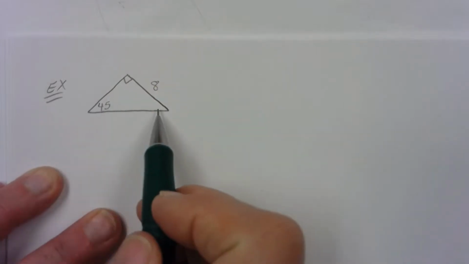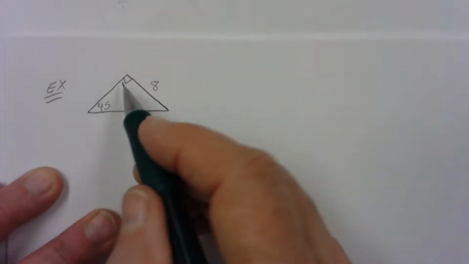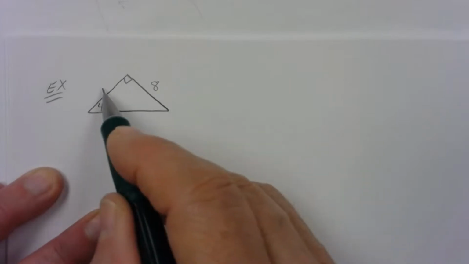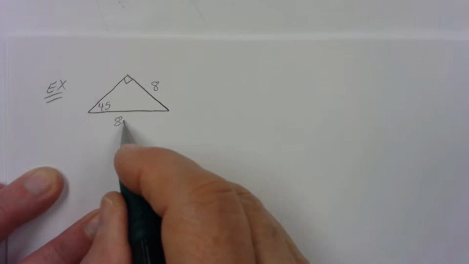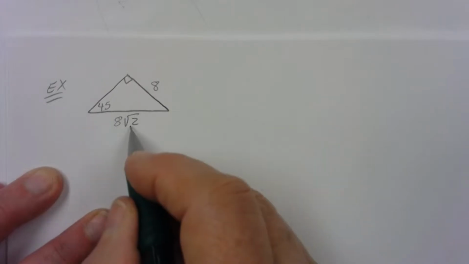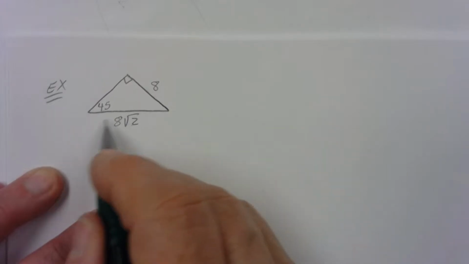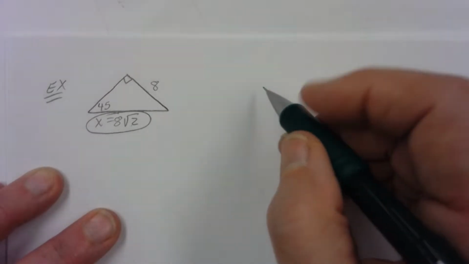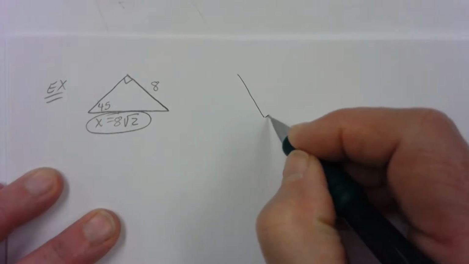If this is 45, that's got to be 45. So it's a 45, 45, 90, and these are the legs. So I have a leg of 8, means this is 8. If I want to find this, it would be 8 root 2, because I got to multiply the leg times root 2 to get to the hypotenuse, and that is what they wanted us to find. The other part of that example has another triangle drawn like this.